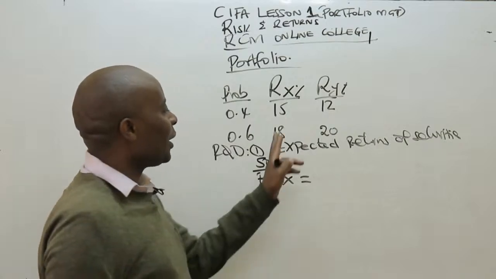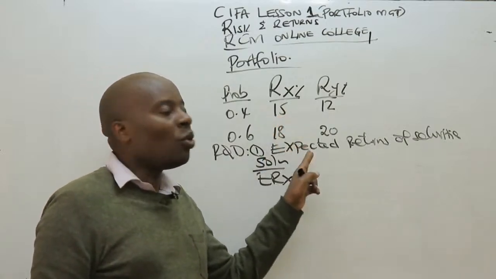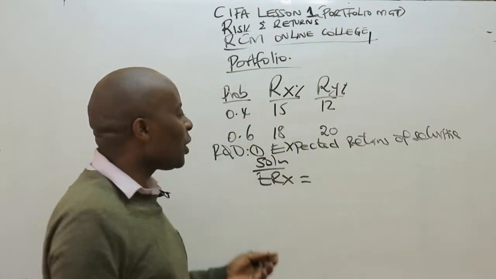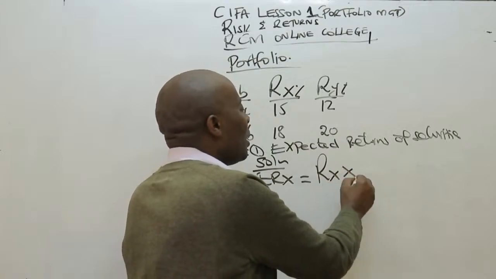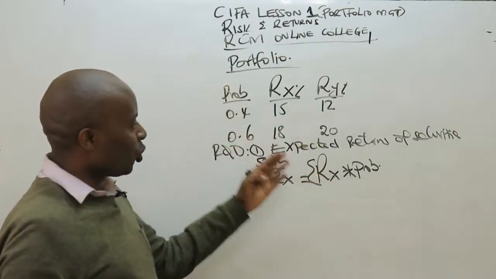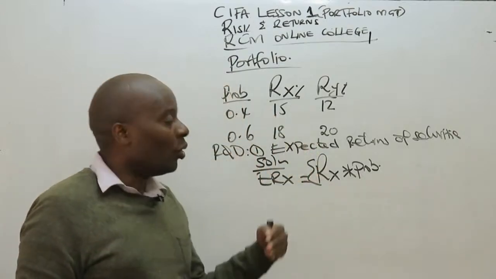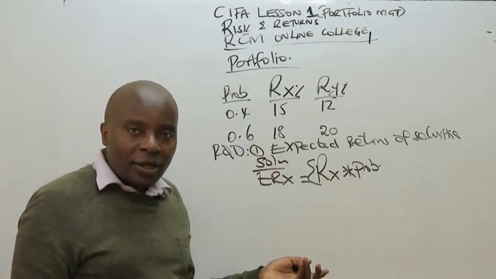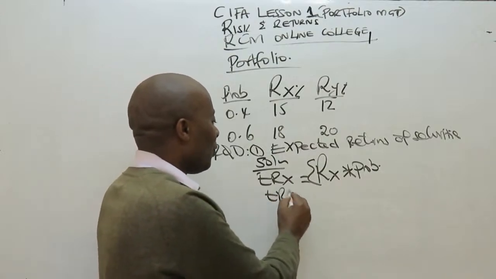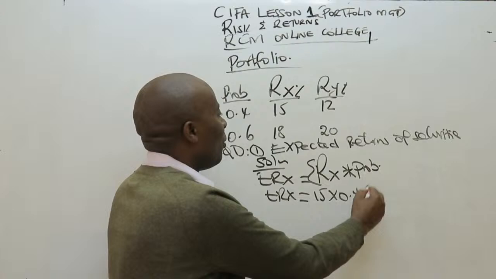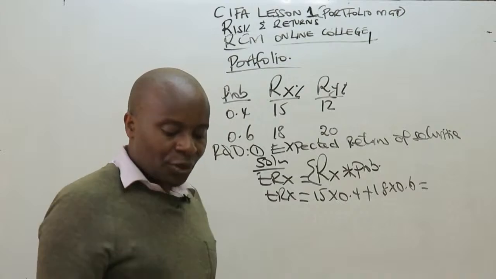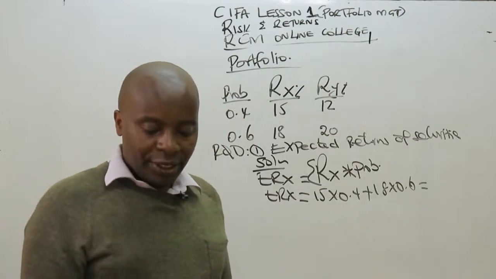To get expected returns of X, what you need to do is to take the actual returns given times their corresponding probabilities. We are not so sure whether it is 15 we shall realize, or 18, so what we shall do is to incorporate the probabilities there. My expected returns of X here will be 15 times 0.4 plus 18 times 0.6, which at the end of the day will give us what figure?